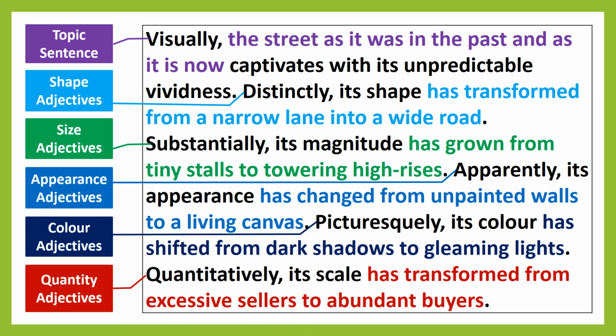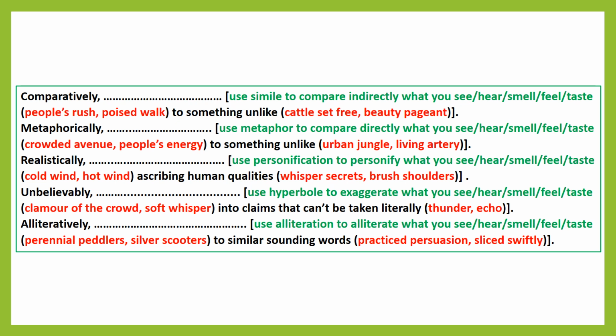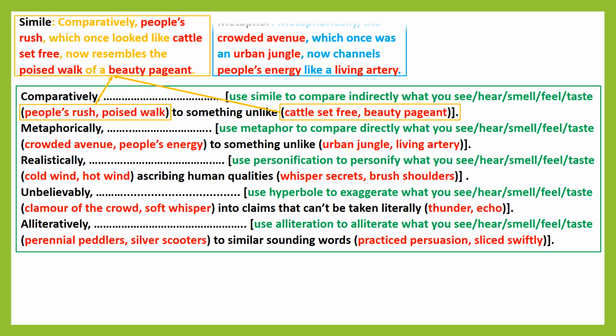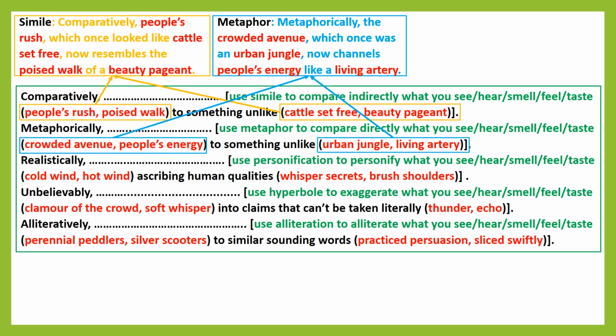Let's begin with body paragraph 3. Use a simile to compare the street in the past and present. Indirectly compare the people's rush with the cattle set free, and contrast this with the present by comparing the poised walk to a beauty pageant. Use a metaphor to compare the street then and now. Directly compare the crowded avenue to an urban jungle, and contrast this with the present by comparing the people's energy to a living artery.